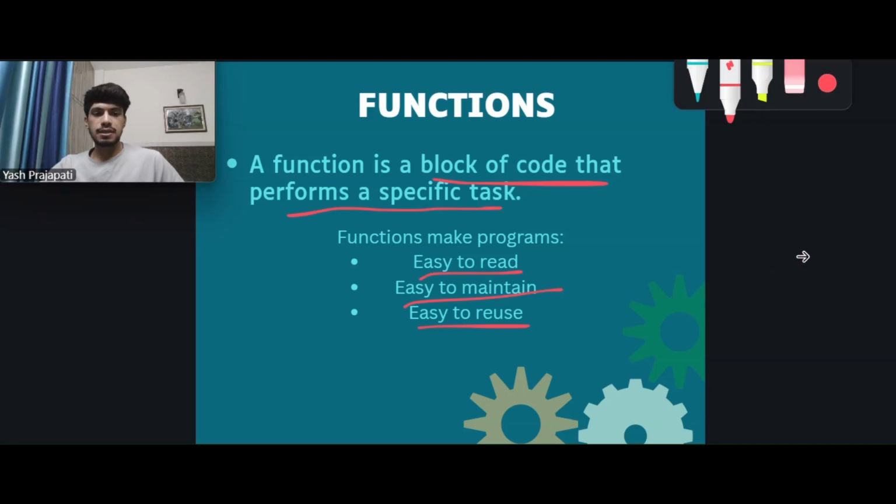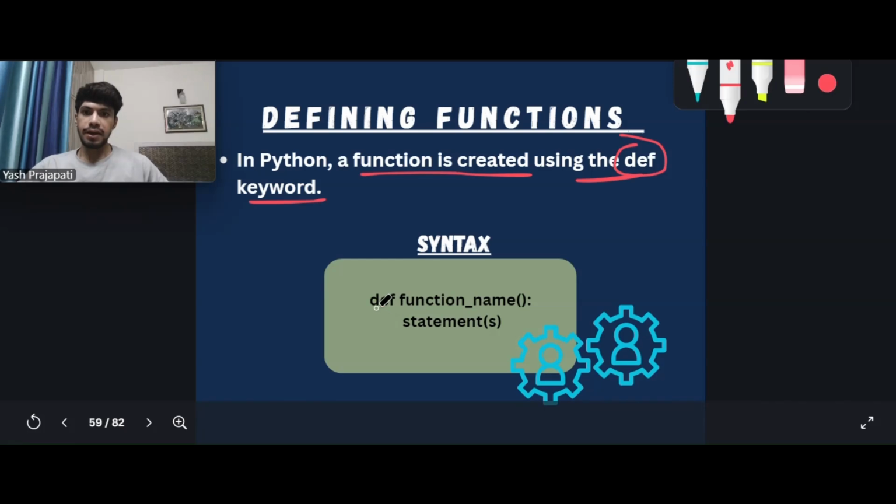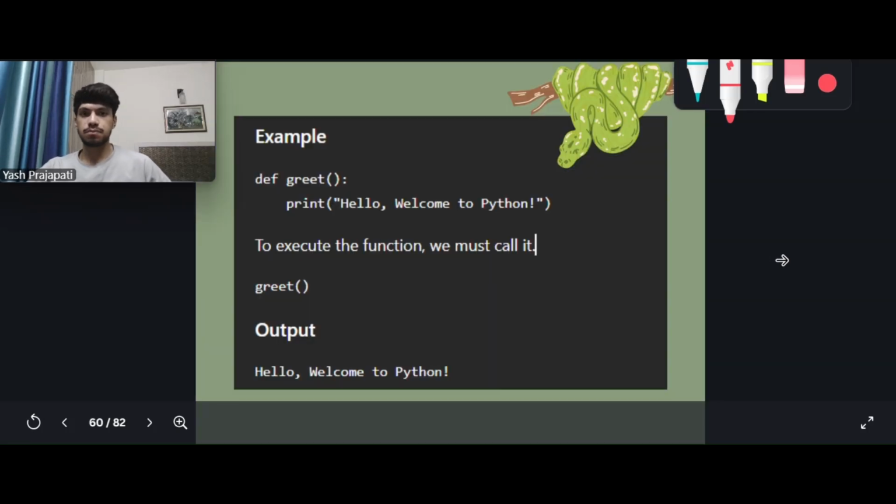So let's see how to define a function. A function is created using the def keyword. It is a keyword used for defining a function. So the syntax is def, the name of the function, and then the parameters and the statement we have to print. It is just simple how to use def with a function.